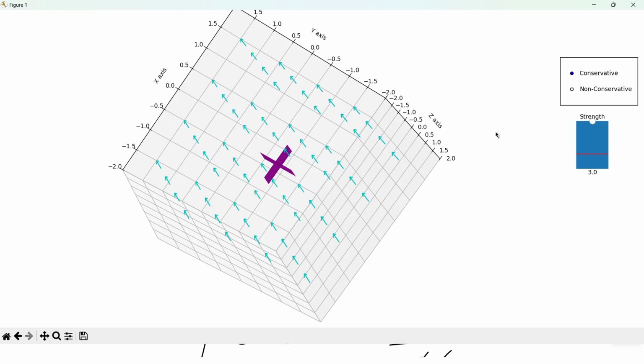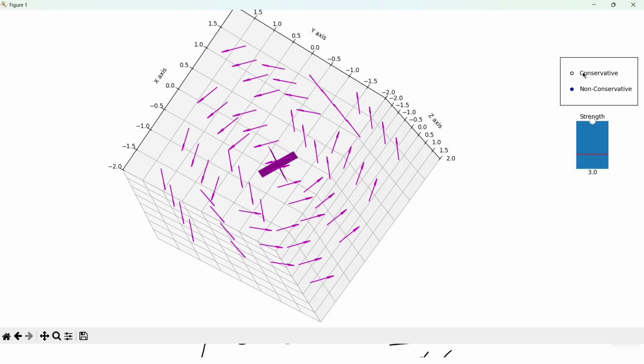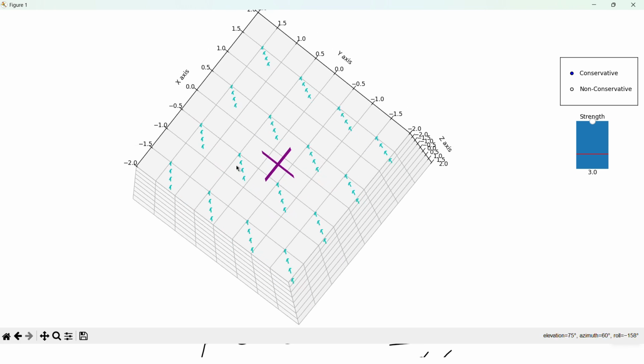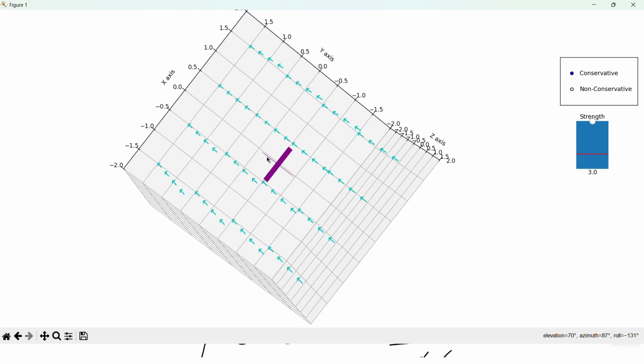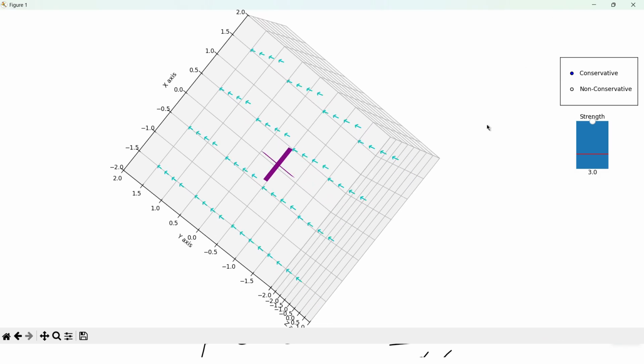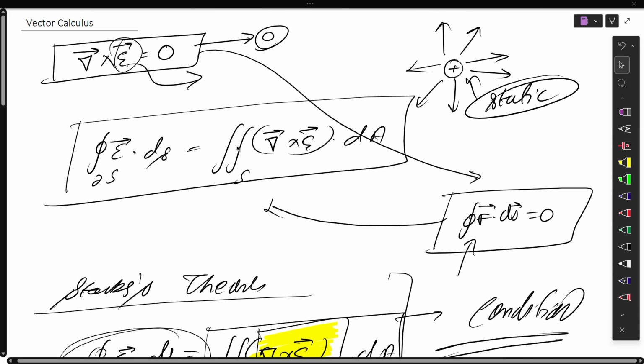So this is the deep meaning of saying that the electrostatic field or any other field is conservative. This paddle effect decides whether the field is conservative or not. So this was all about the basics of understanding what exactly happens and when it gets connected.